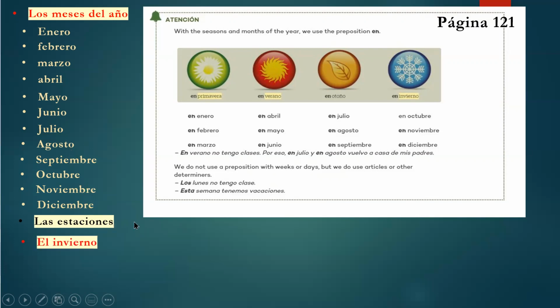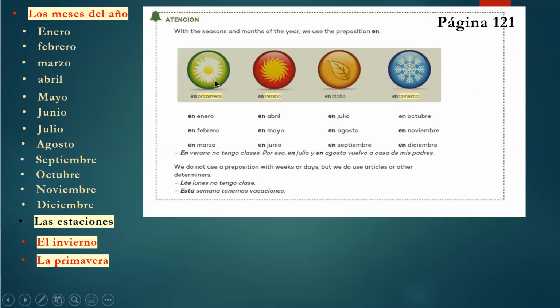So we have invierno. So I don't know why I have it the other way around. So invierno, that means winter. We have an expression and say in winter. So en invierno. So notice here the preposition en. En invierno. So in winter. Then we have primavera.